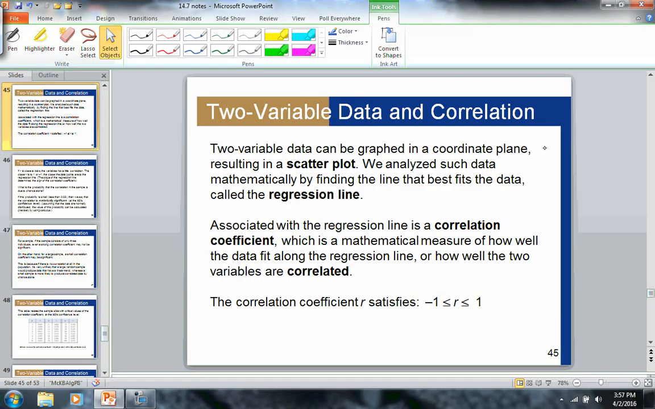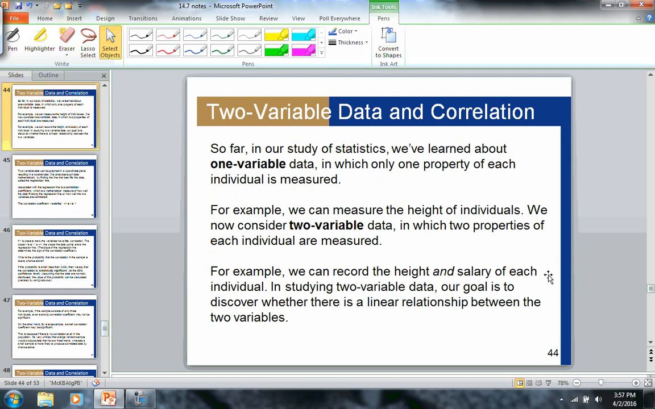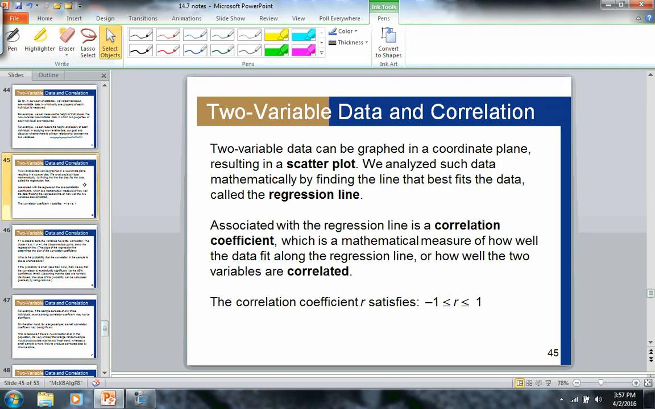And we can do that by, I think it starts over here. We can record somebody's height and salary. So we can collect that from a group of individuals. And then our goal is to discover whether or not there's a linear relationship between the two variables. Okay. So we would want to then make a scatter plot with that information. So on one of our axes, we would have their height, and on the other, we would have their salary.